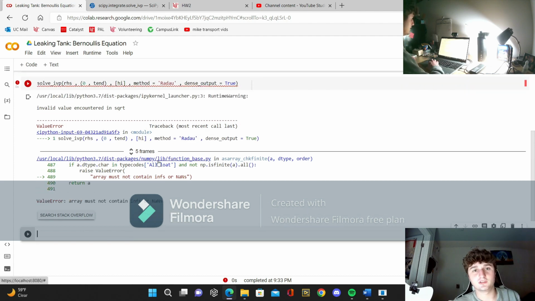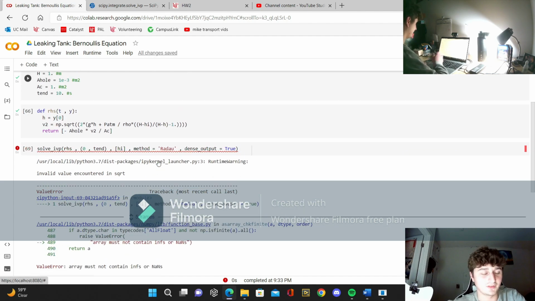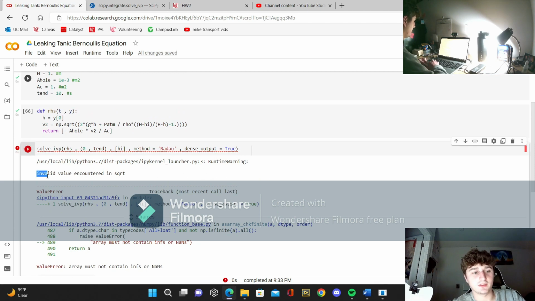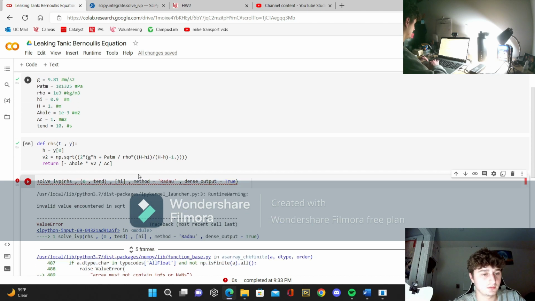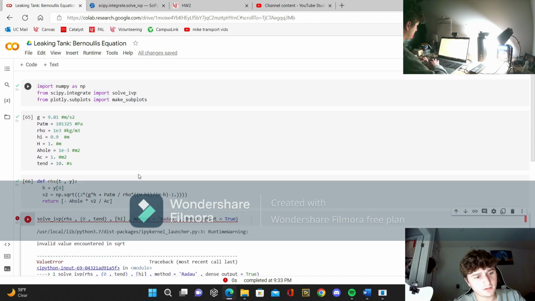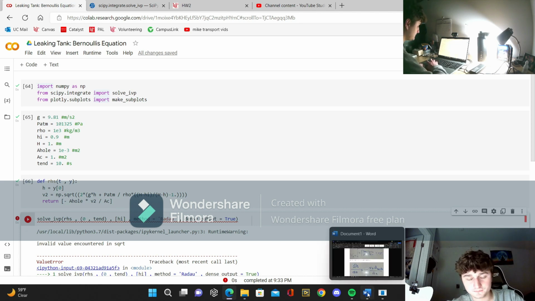Now, this looks like it's an issue. Well, it is an issue. We're going to fix that later. What this is saying is that we have an invalid value encountered in our square root. Now, should I explain this now? I guess I'll just explain this now. This will save us a little bit of time later.